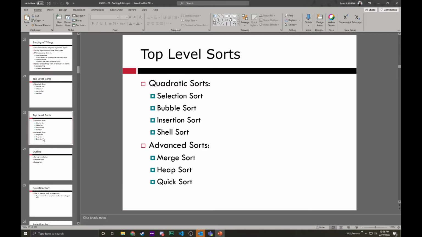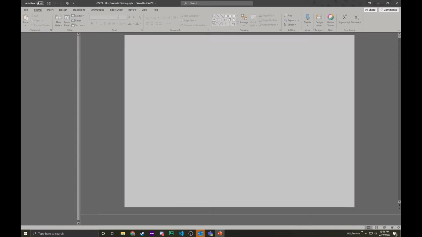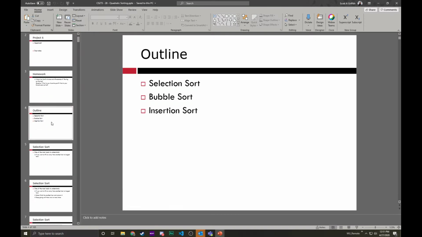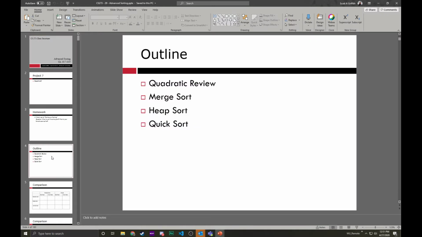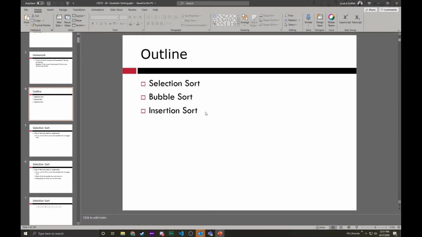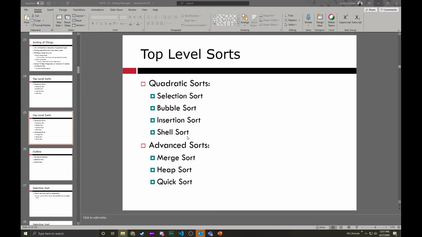I'm just looking at my slides really quick because there are some sorts that the video goes over that we aren't going to cover, but there are some that we are going to cover, and so I just want to check. We're going to talk deeper about shell sort next time. I'll cover insertion sort and shell sort on Wednesday, so I'll get deeper into it.